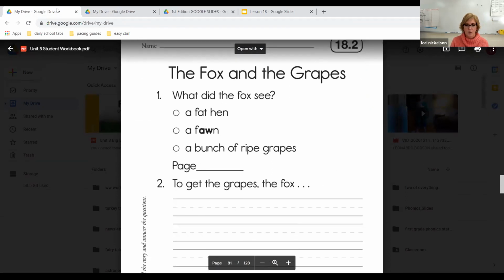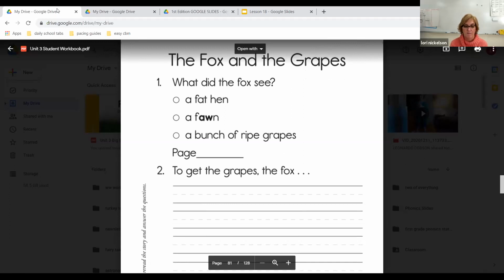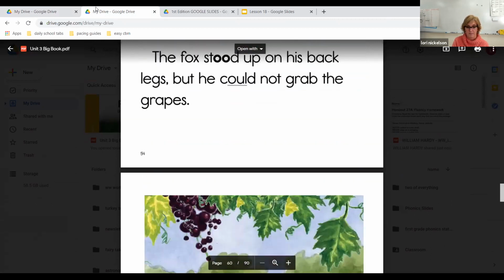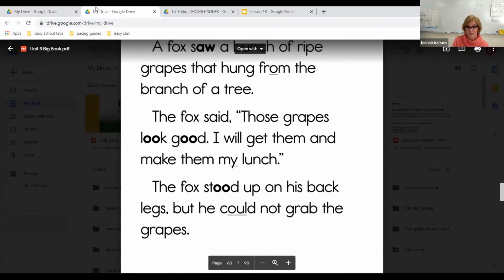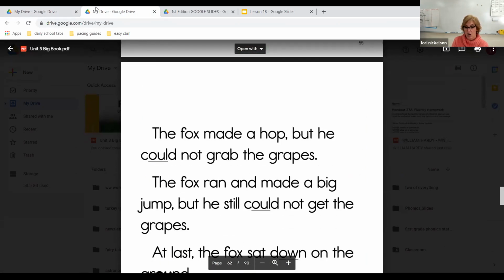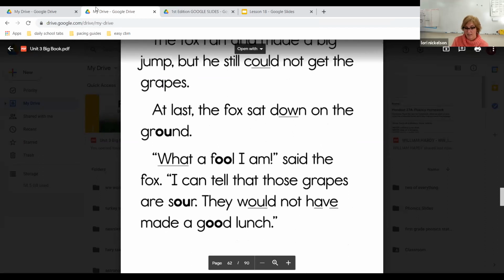It says, number 1, what did the fox see? A fat hen, a fawn, a bunch of ripe grapes. Okay. Number 2, to get the grapes, the fox, what did he do? Think about, if I went back to the story, what is that story telling me that he did? He wanted to get them, so he stood up on his back legs. That didn't work. He made a hop. That didn't work. He ran. That didn't work. And at last, he was like, "I'm tired. Those are sour. I don't want to eat them." Right? Okay.